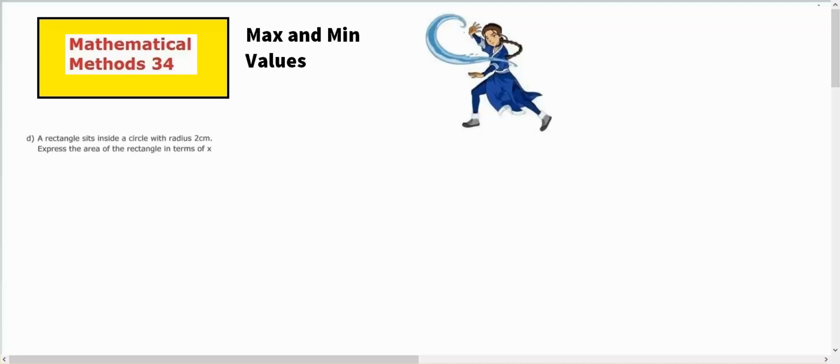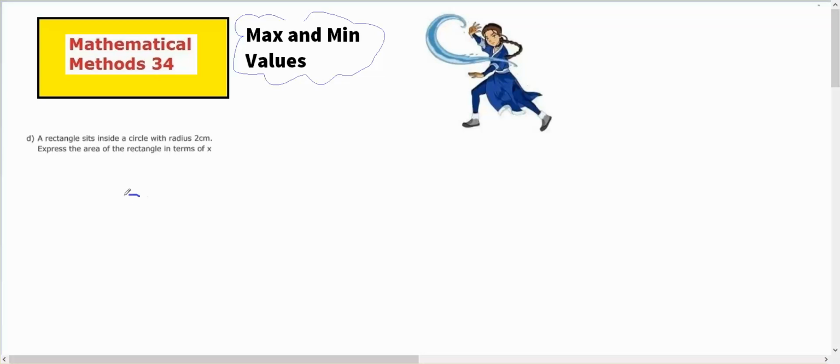This is for Year 12 Methods. It's a question that came out of the practice test for differentiation, but it's really about the application of maximum and minimum problems and how to set up the actual equations. So this particular one is: what's the rectangle that sits inside of a circle of radius 2? So we're looking at maximum-minimum type questions.